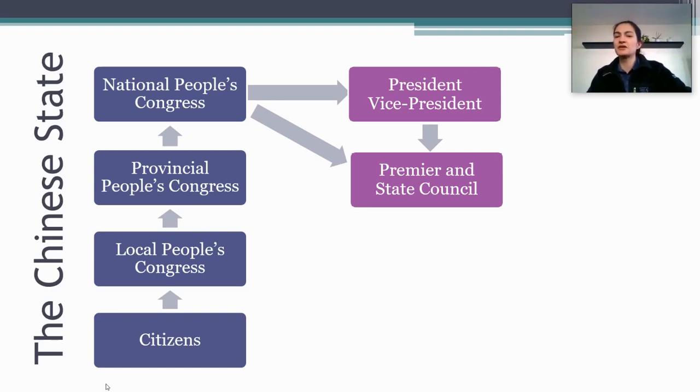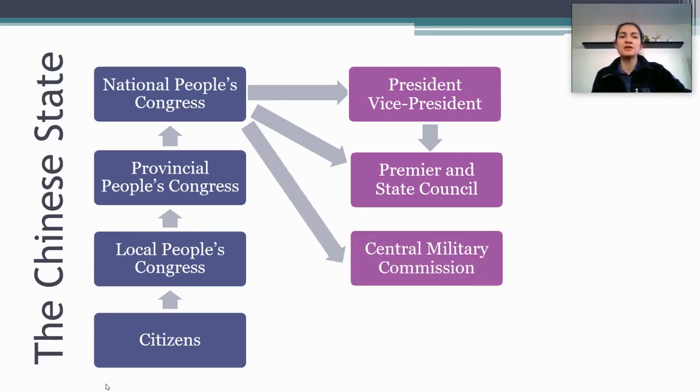And the premier gets to nominate members of the state council, which is the equivalent of China's cabinet. That state council then oversees China's vast, vast bureaucracy. Finally, the National People's Congress gets to choose members of an organization called the Central Military Commission, which is in charge, theoretically, of China's very large military apparatus. But as with almost everything in China, it turns out that the Communist Party is going to have its own institution that's actually calling the shots.